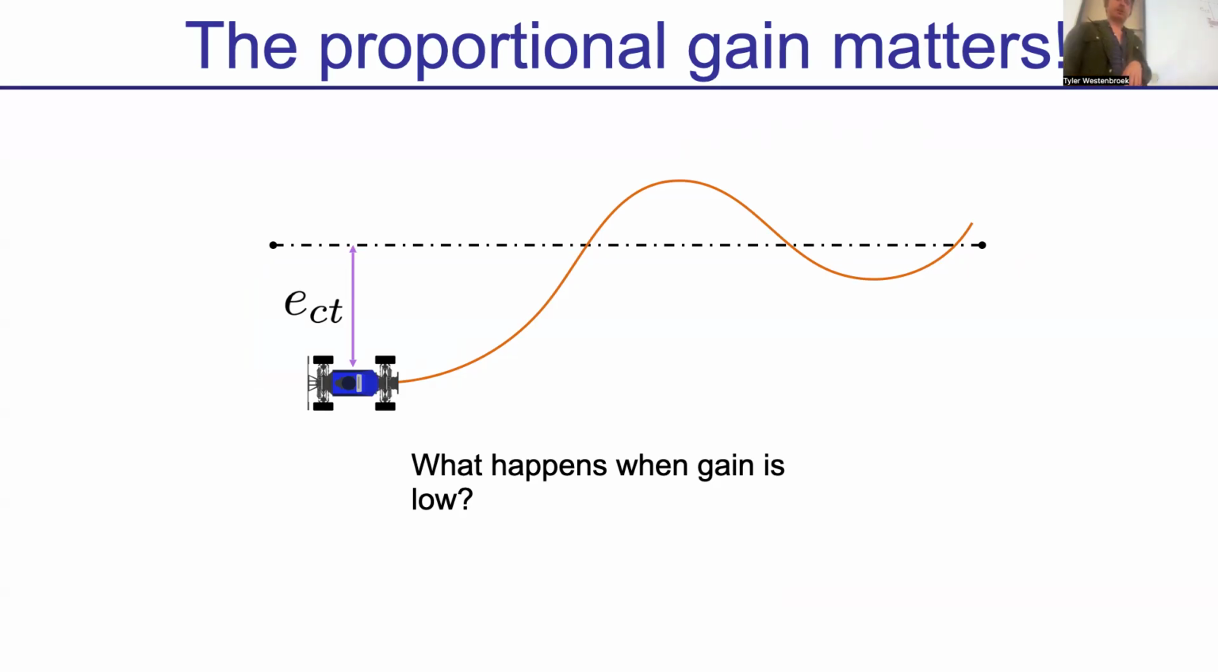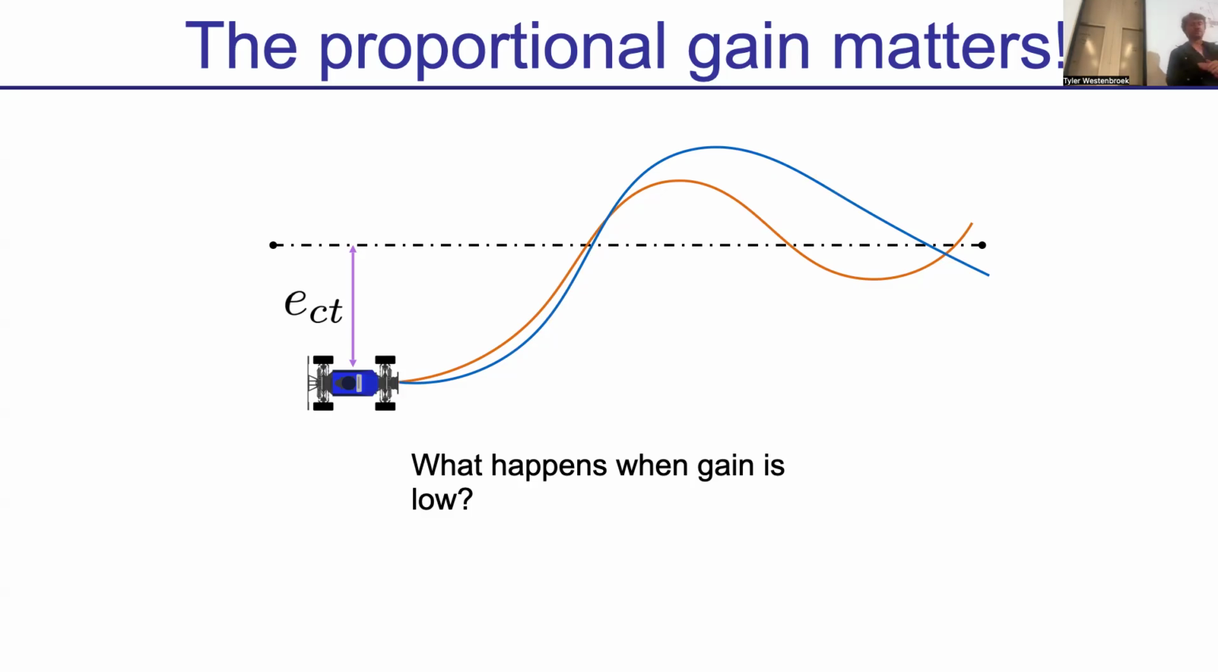Does anyone have any thoughts on what would happen if I set the proportional gain to be really low? How would my system behave if I did that? Yeah, exactly. So it might look something like this, where I very lazily go back and forth. My gain is low, so I'm really not that upset if I'm drifting far away from it.